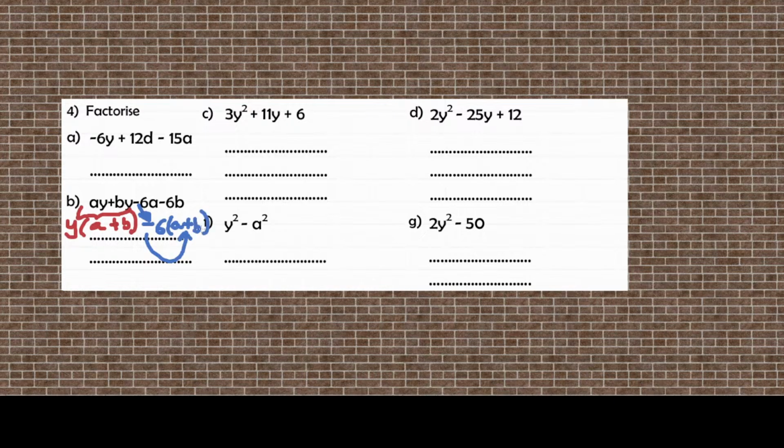Now when you compare the red term with the blue one, you see that a plus b is a common factor. It appears in both. So a plus b is common, so you put that out. Then what has to be written in? What goes in? y minus 6.